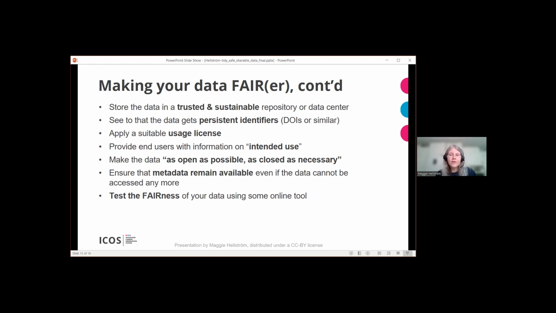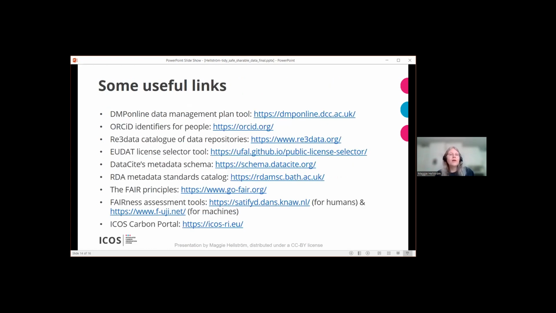And once you've done all of these things, try to test the FAIRness of your data to judge how far along you are, and get some hints on what you might still need to improve. And then finally, just a slide with some useful links in no particular order that you might find useful to figure out different aspects of what I've been talking about today.